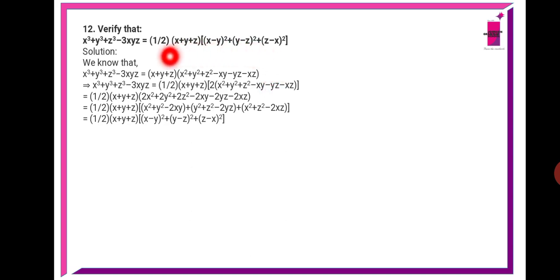Now here we are multiplying the RHS by 2 by 2. The first product we are multiplying with 1 by 2 and the second product we are multiplying with 2. So after simplifying, you will get half into x plus y plus z into x minus y whole square plus y minus z whole square plus z minus x whole square.